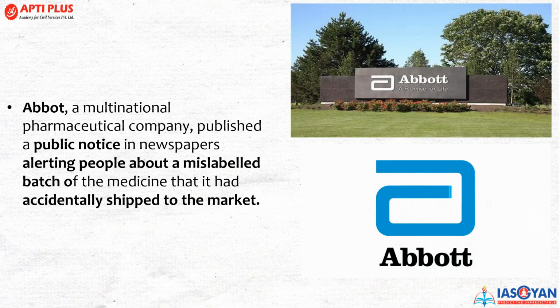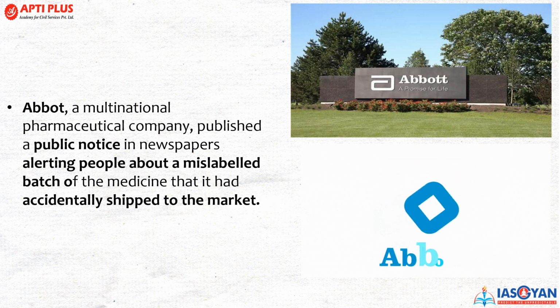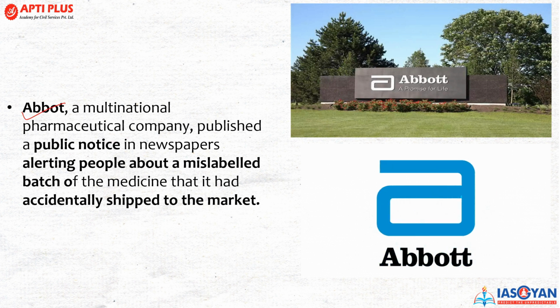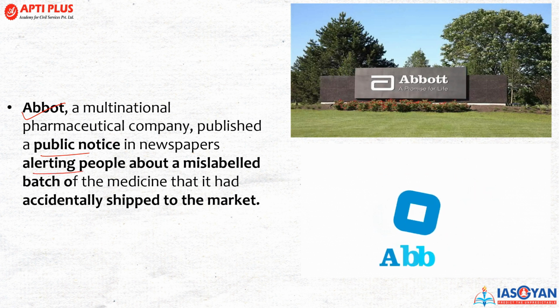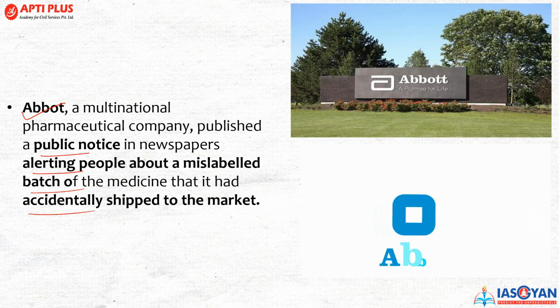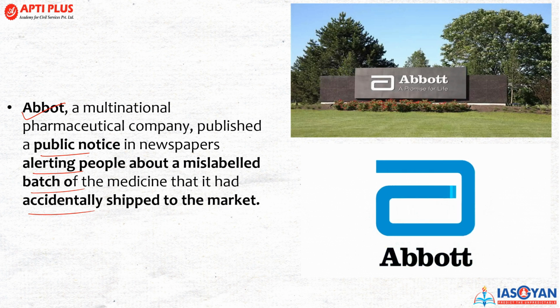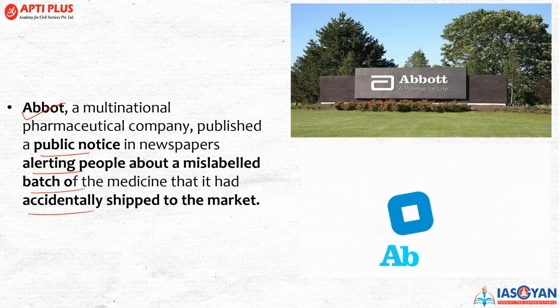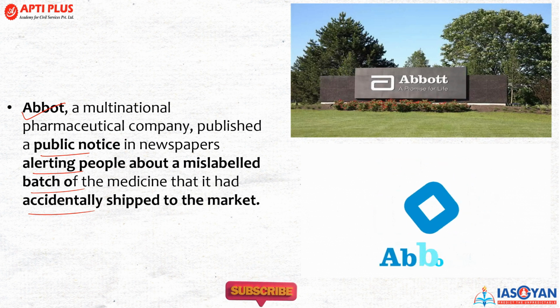First, the premise of what has actually happened. A reputed US pharmaceutical brand, Abbott, has published a public notice in a newspaper, and they have alerted the public about a mislabeled batch of medicine that it has accidentally shipped to the market. The company has published this as an advertisement in the newspaper, updating people that these mislabeled batches have already been flown into the market, distributed and sold to individuals or customers.